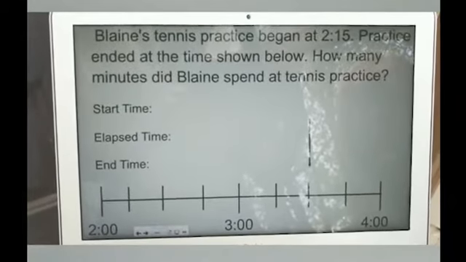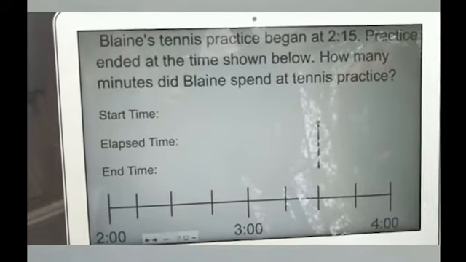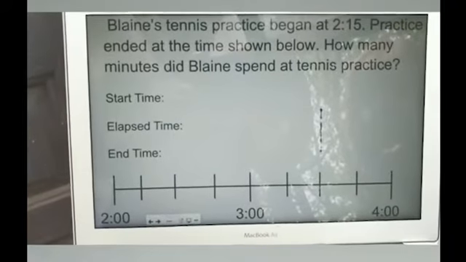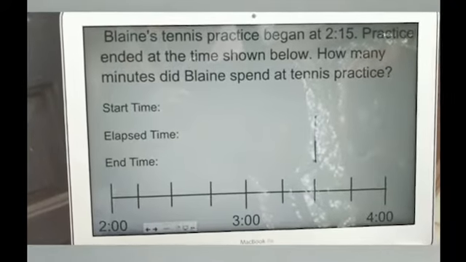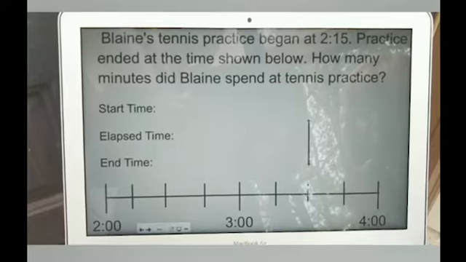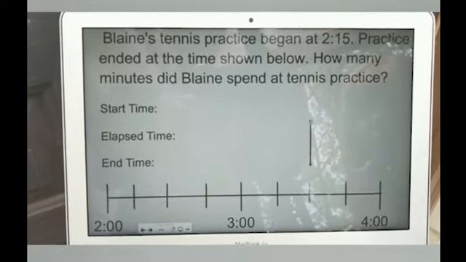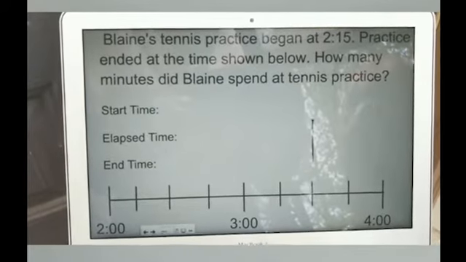Sometimes when they give you a word problem, they don't give you a clock. They give you a number line. And like last week, we worked on telling time on a number line. So let's see what this word problem says and see what pieces of information we have.